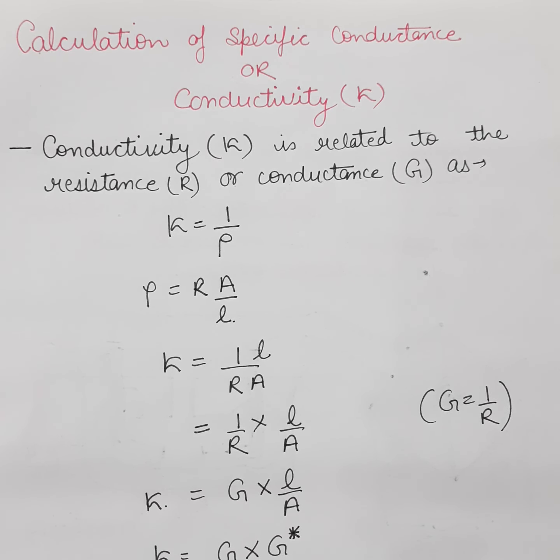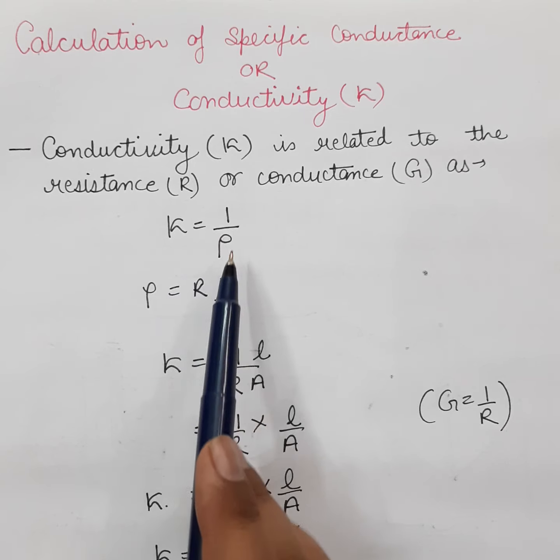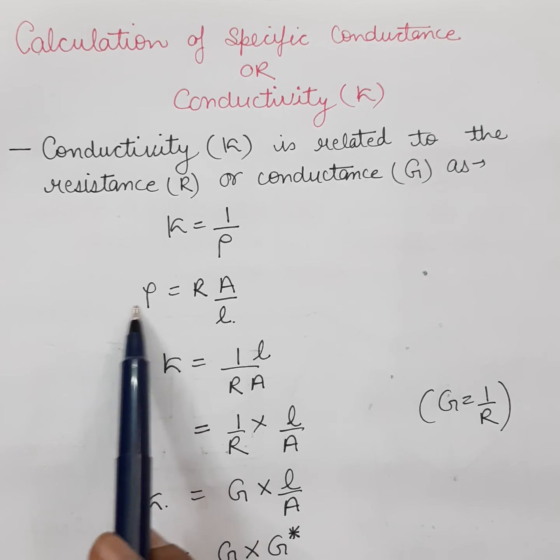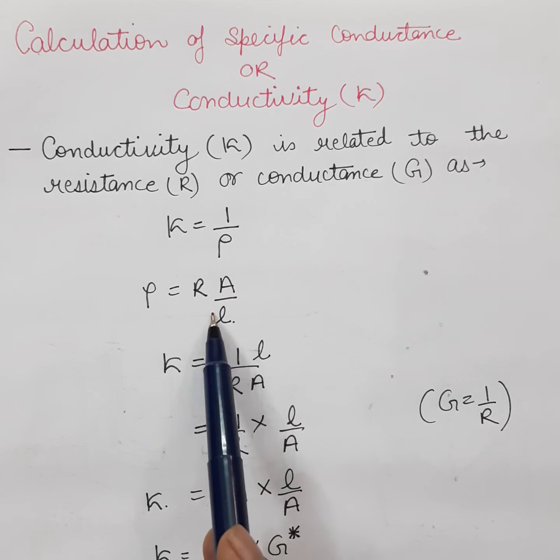Now the next topic is calculation of specific conductance, or we can say conductivity, or we can say kappa. Now conductivity is related to the resistance or conductance G. How it is related: kappa is equal to 1/ρ. This is known as resistivity. Okay, now putting the value of ρ, we get this. The value of ρ is equal to R A divided by L.